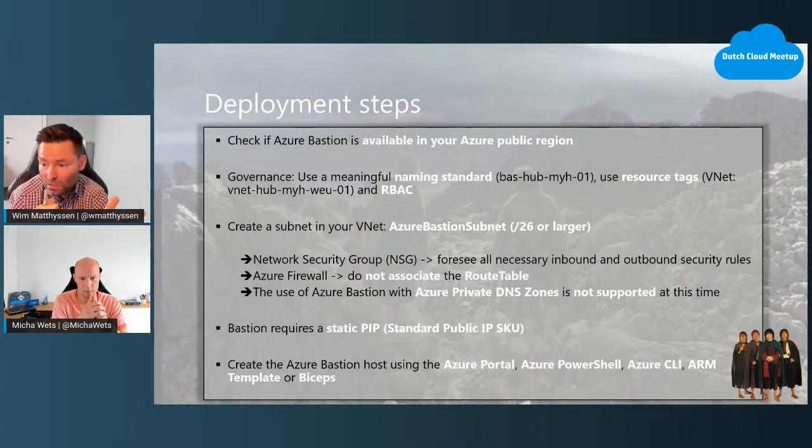Next to that, the Bastion host itself requires a static PIP. If you're using infrastructure as code and you also want to create that one in advance, be sure to use the Standard public IP SKU. And whenever all those resources are available, you can start deploying your Bastion host. You can use the Azure Portal, Azure PowerShell, Azure CLI, ARM templates, Bicep, Terraform, whatever. It's all available. So you can choose whatever you're familiar with deploying from.